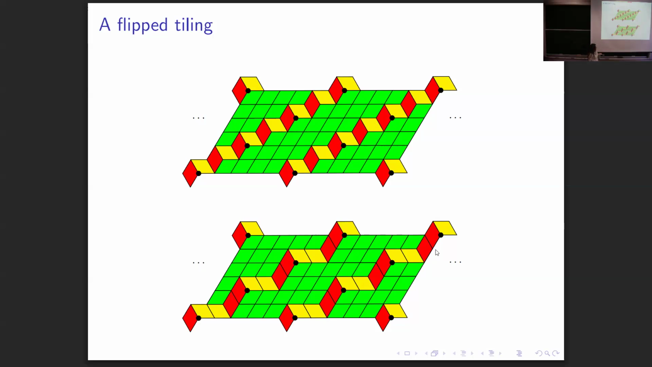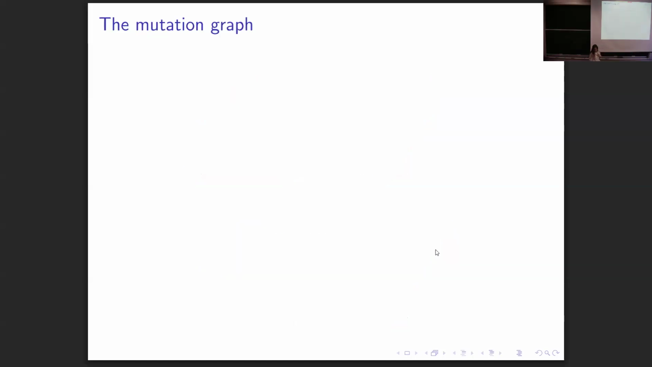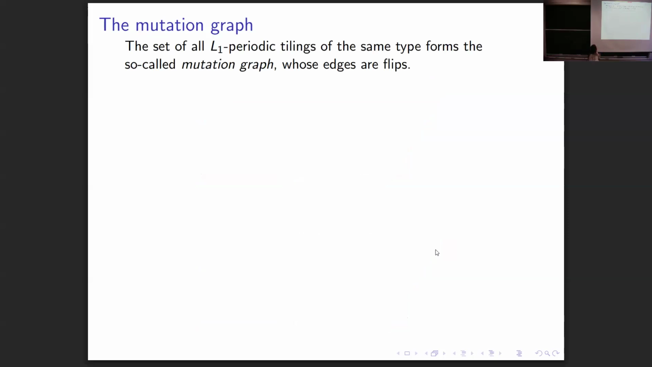And then obviously you might understand why I'm talking about flips, because maybe I can obtain all the tilings by just taking the one that my theorem produced before and flipping them in all the directions and getting all the tilings like this. So before I give the answer, I'm going to talk about the mutation graph. Okay, I have all the possible L1 periodic tilings. There are finitely many of them. I'm going to fix the type, right? So 2 to 8 is always our type in this talk.